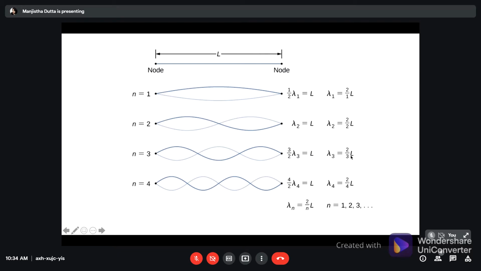So we get the value of lambda over here, and similarly we can calculate the frequency for the n equal to 3 mode. Similarly, if we go on, we can calculate the wavelength and frequency of the nth mode. You can see that lambda n represents the nth mode wavelength, and it is given by 2L by n. As you can see, 2L by 1, 2L by 2, 2L by 3, 2L by 4. So it is basically 2L by n for the nth mode.